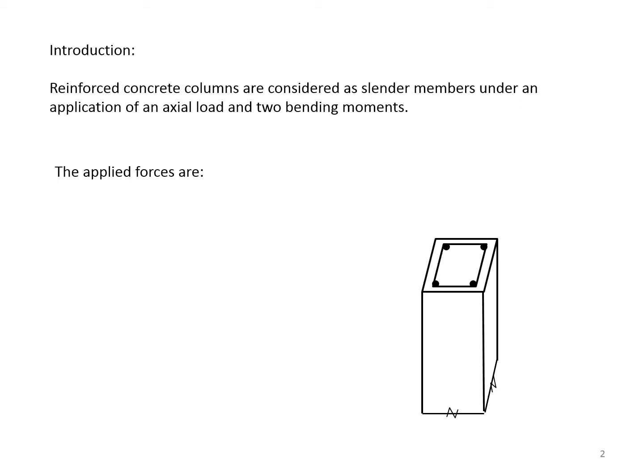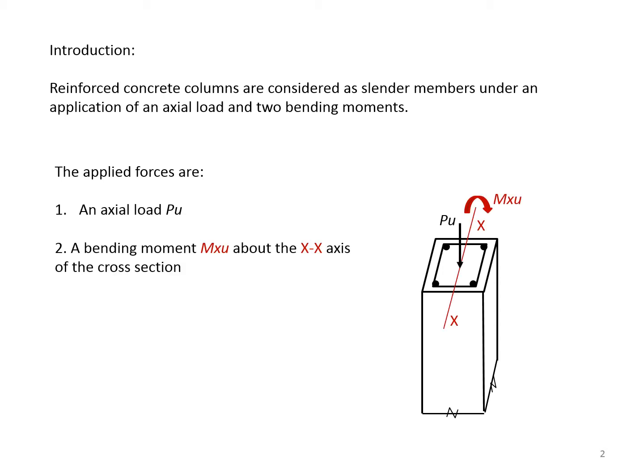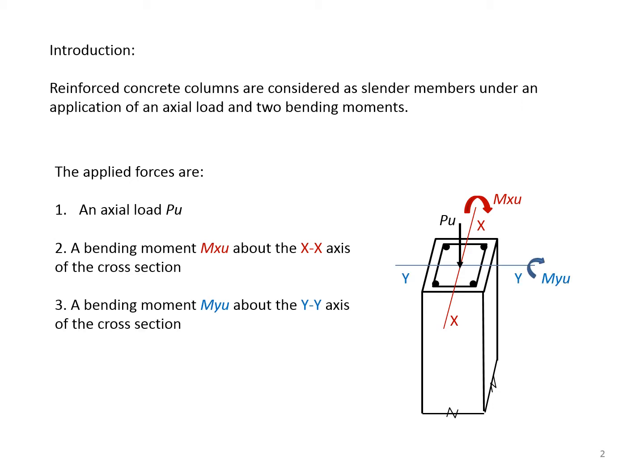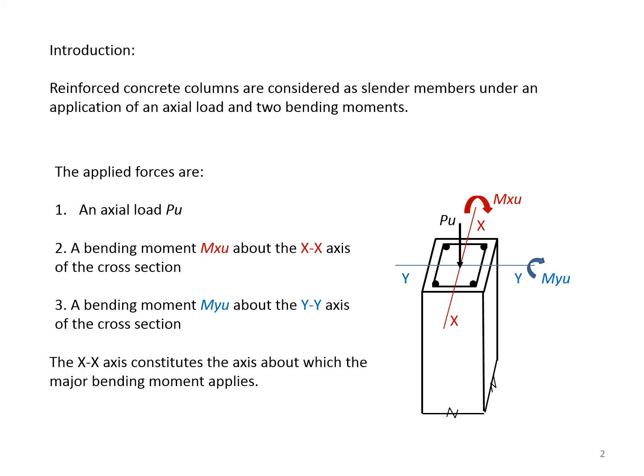Reinforced concrete columns are considered as slender members under an application of an axial load and two bending moments. The applied forces are an axial load, P sub u, a bending moment Mxu about the xx axis of the cross section, and a bending moment Myu about the yy axis of the cross section. The xx axis constitutes the axis about which the major bending moment applies.